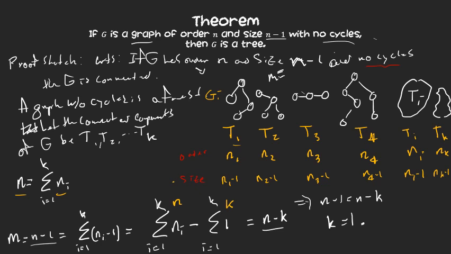Remember what k was? K was the number of connected components. So that means that G only has one connected component, and that must mean that G itself is connected. So G is connected. Hence, it's a tree. And so there's my proof sketch for that one.